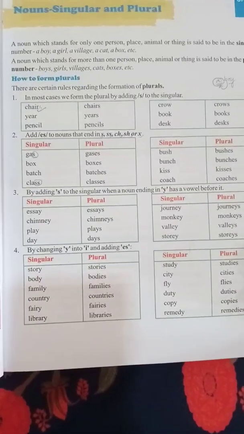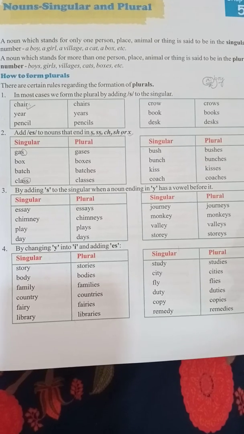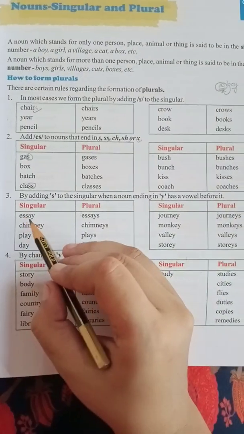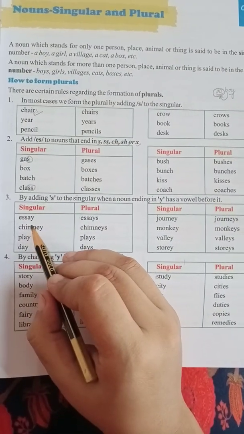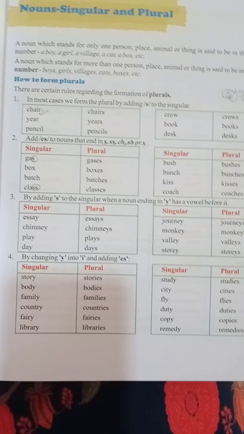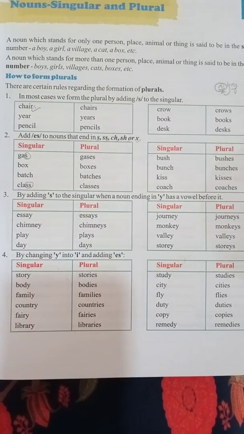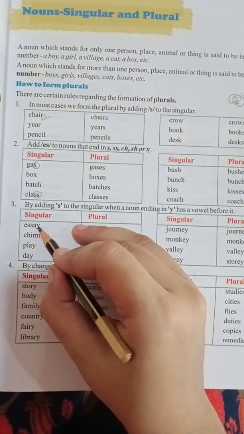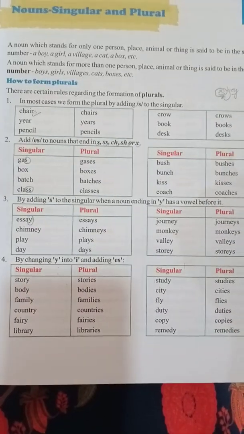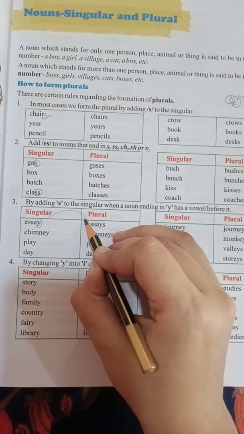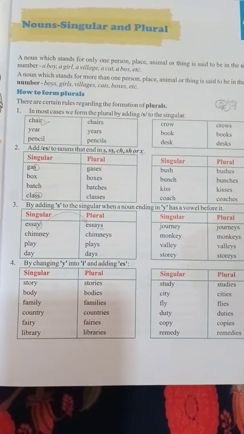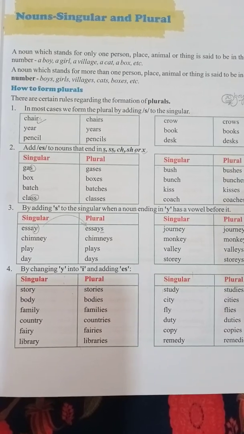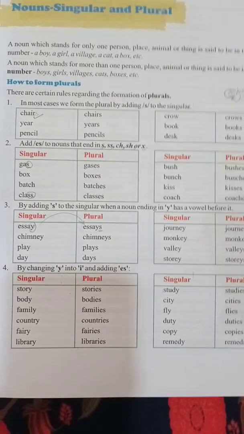Now moving to the third rule, which is adding s to the singular when a noun ending in y has a vowel before it. If a noun has a y ending to it, what we have to do? After that y, we have to put s, like essay, it is ending with the letter y. In the last, what we have to do to make its plural? We have to add s in the last, essays. Play, plays. Day, days.